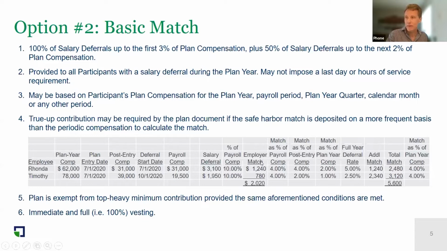Okay, and again, this plan is exempt from the top heavy minimum contribution requirement because the basic match and the deferral are the only contributions being made to the plan. And again, safe harbor contributions are always fully and immediately vested.